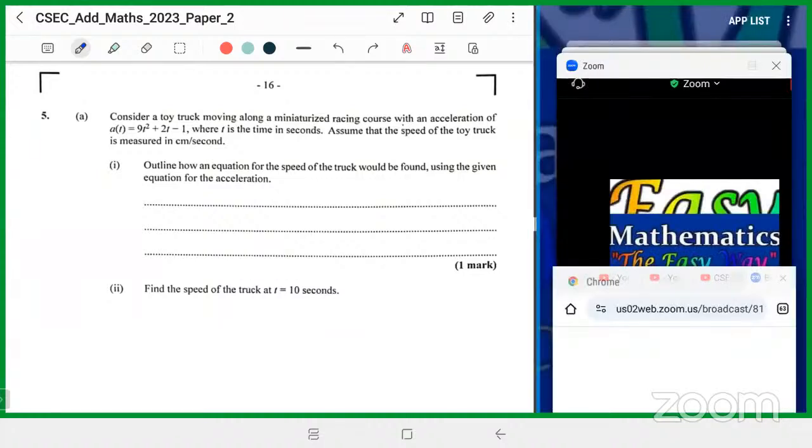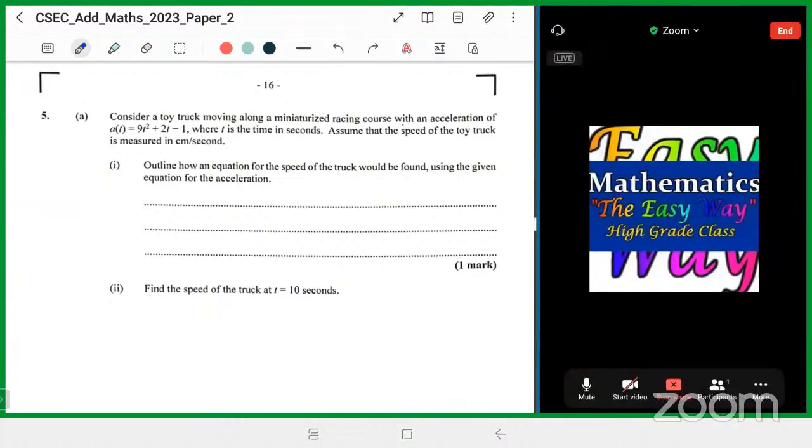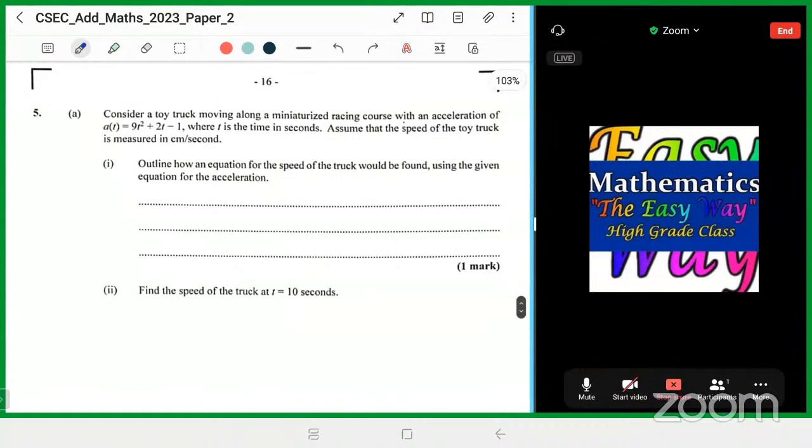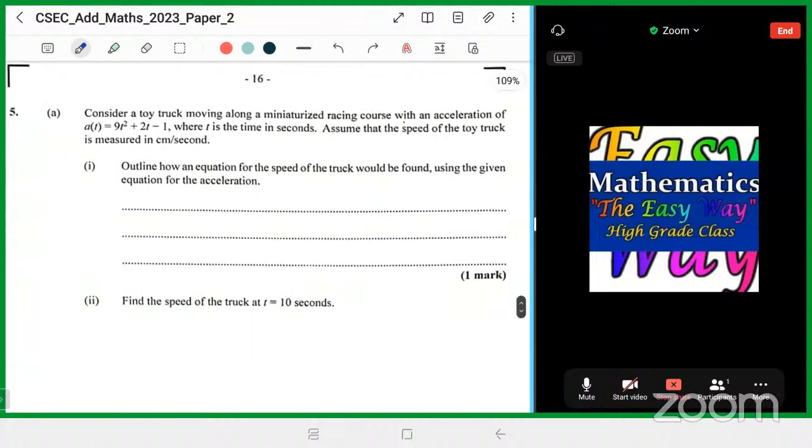Now at number 5, CSEC Add Maths, June 2023, paper 2, question 5. All right, let's finish this. The question says, consider a toy truck moving along a miniature racing course with an acceleration given by this.